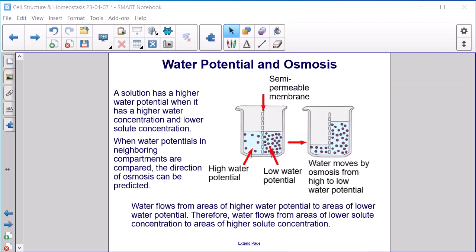A solution has a higher water potential when it has a higher water concentration and lower solute concentration, as you see on the left here. When water potentials in neighboring compartments are compared, the direction of osmosis can be predicted. Water flows from areas of high water potential to areas of low water potential. Therefore, water flows from areas of lower solute concentration to areas of higher solute concentration.